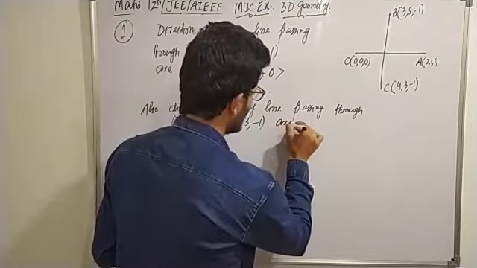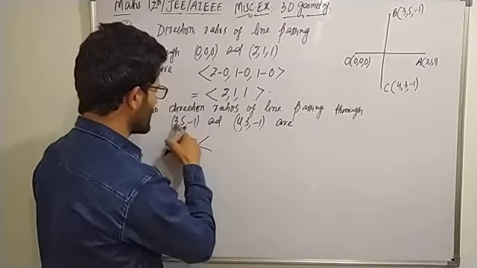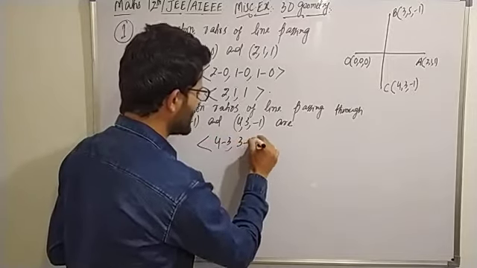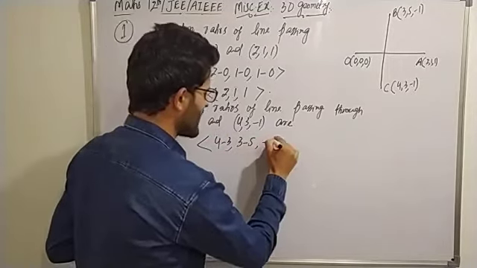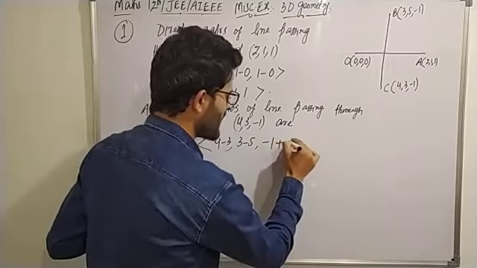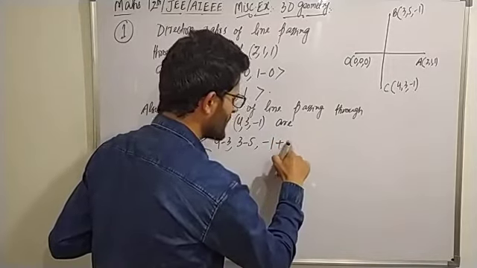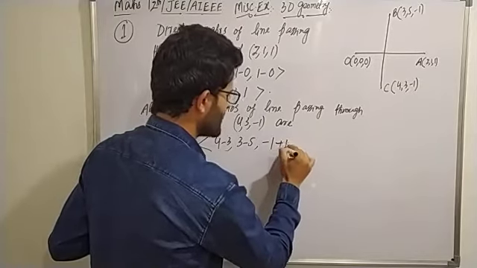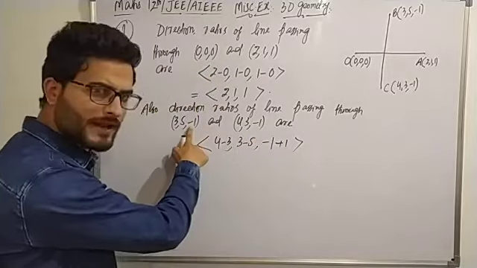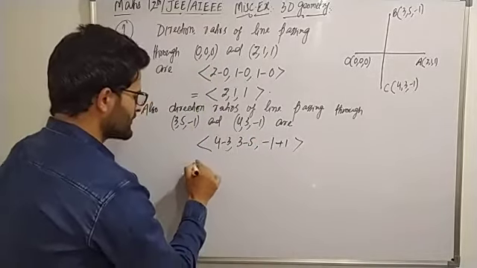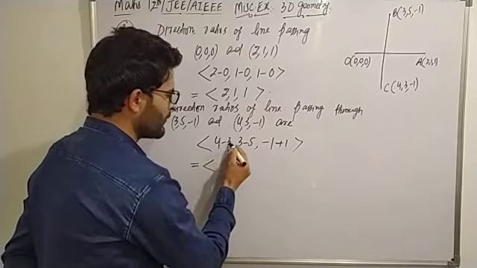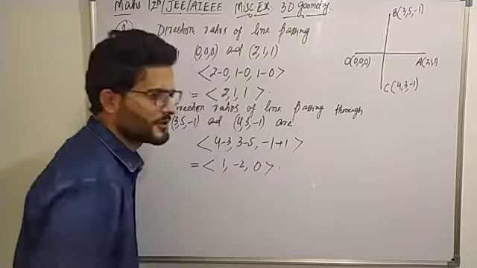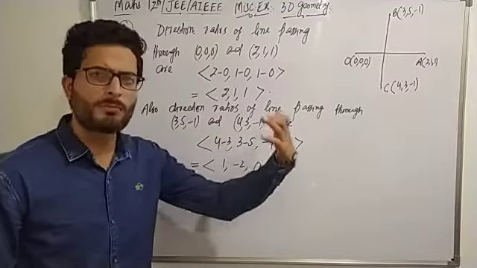So its direction ratios will again be ordered 3 tuple of x2 minus x1, that is 4 minus 3, y2 minus y1, that is 3 minus 5, and z2 minus z1, that's minus 1 minus minus 1, that is minus 1 plus 1. So the direction ratios must be ordered 3 tuple of 4 minus 3, that is 1, 3 minus 5, that's minus 2, and minus 1 plus 1, that is 0. So we have obtained the direction ratios of both these two lines.